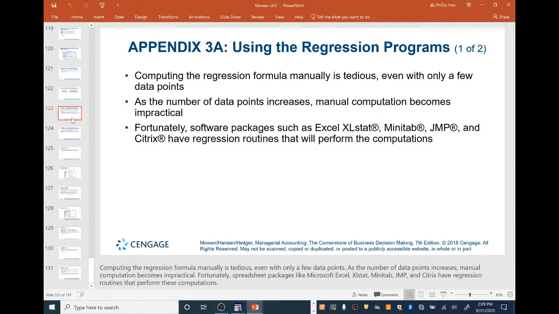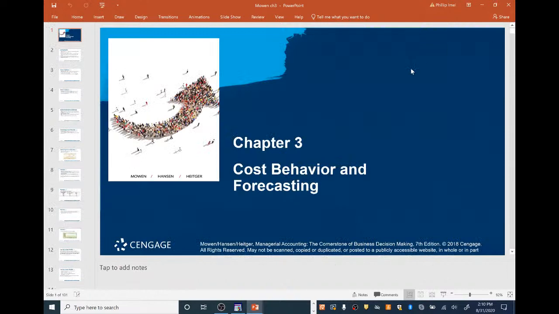Let's just make sure this is the last point. The next topic is Appendix 3A, using the regression programs. And once again, I'm not going to get into that in this lecture here. I think that I've already thrown enough material and content your way. So that wraps up Chapter 3, once again dealing with cost behavior and forecasting. Pay attention to this lecture, read through those examples of how it's used at real companies to try to see the relationship between the two and help break down the explanations.